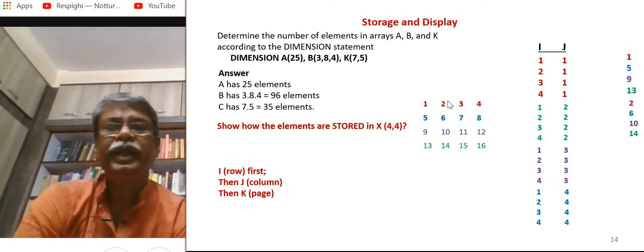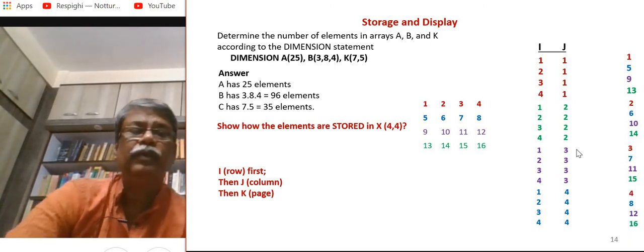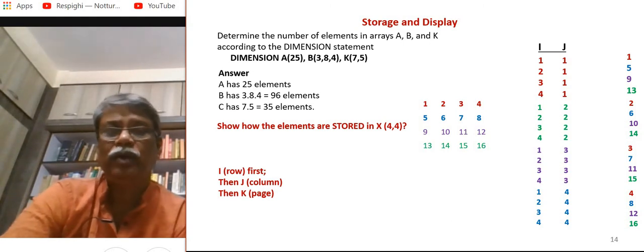And then the second column 2, 6, 10, 14, and then 3, 7, 11, 15, and then 4, 8, 12, 16. Okay. So this is how a 4 by 4 matrix or array is stored.